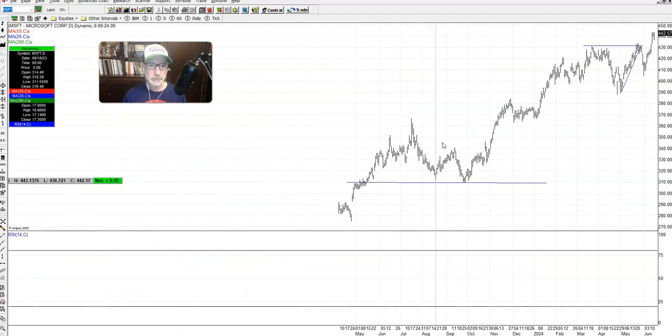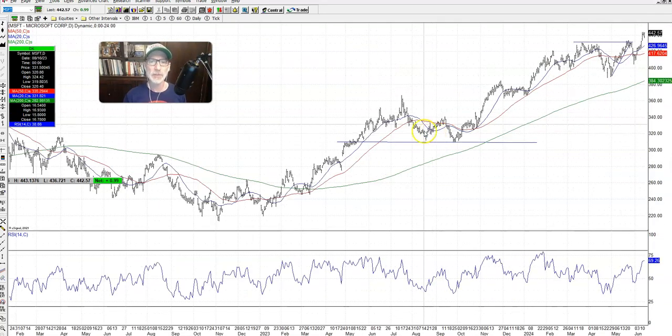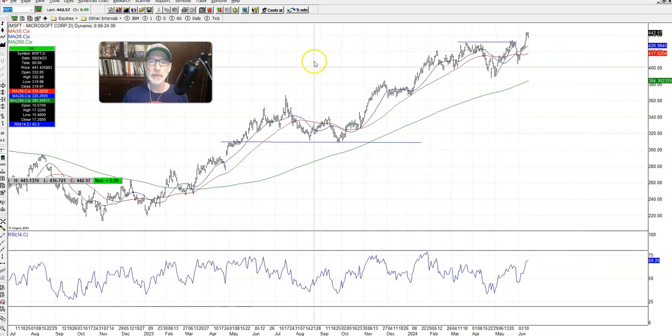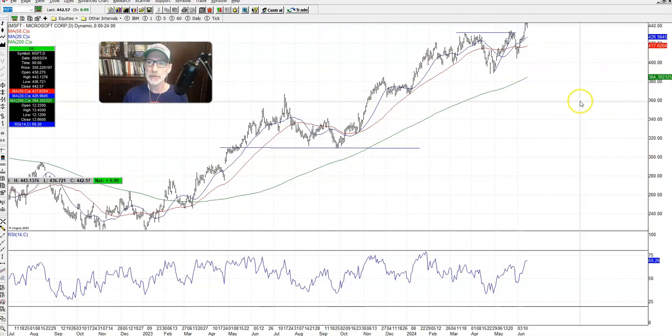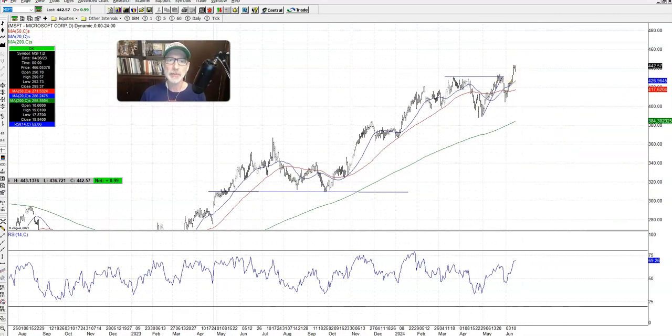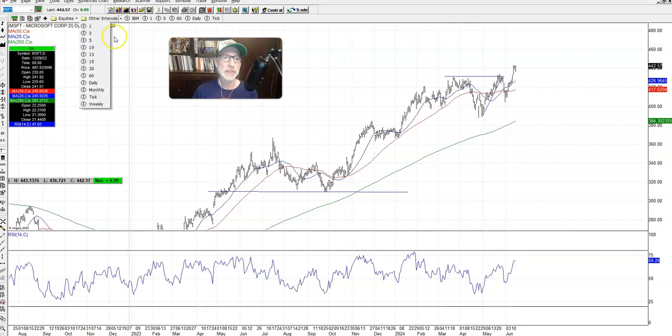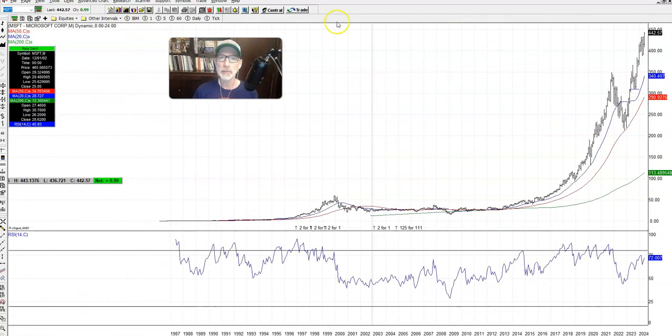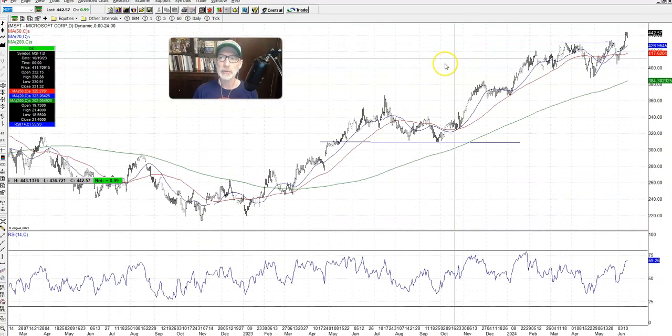Microsoft. These big NASDAQ stocks, these are the ones that we're going to focus on quite a bit. You can see we had the support here for a period of time, and then it finally found its footing and went higher. Here's the current state of Microsoft. I believe this is all-time new highs. Let's just go out to the monthly. Yep, all-time new highs on Microsoft.